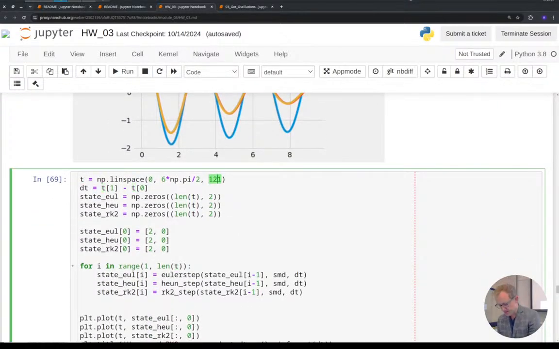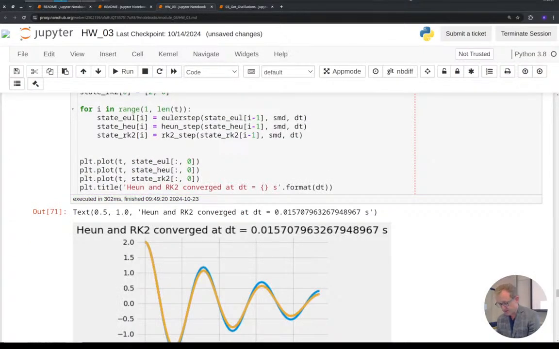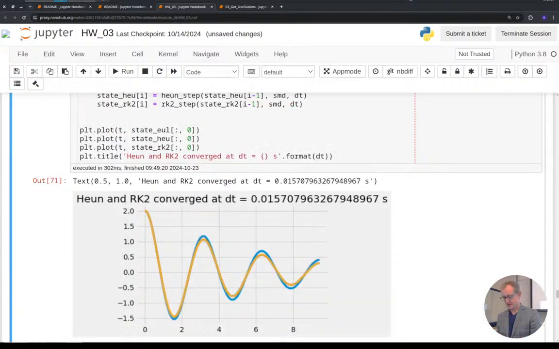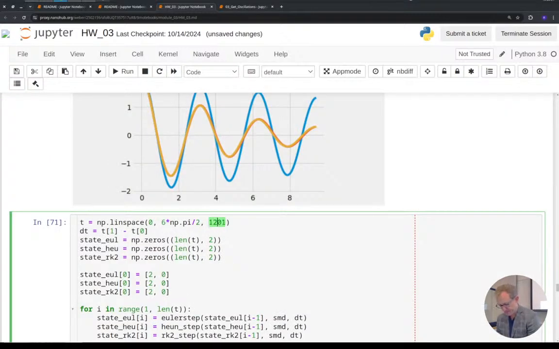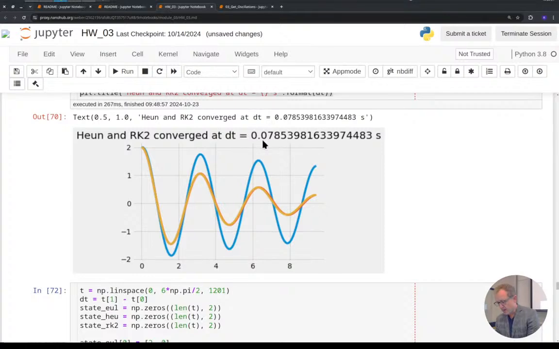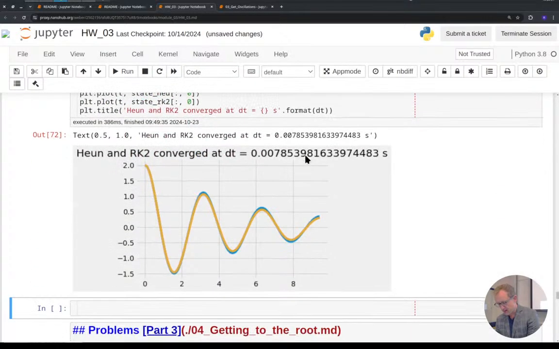versus in here, we probably have to get up to like, let's try 601. Yeah, even 601, Euler is still not where Heun and Runge-Kutta are. 1201. Now, by the time we get down to 0.007, up here we were at 0.07, so 10 times more, we're finally getting to the point where it's getting close, but there's still some difference between the two.